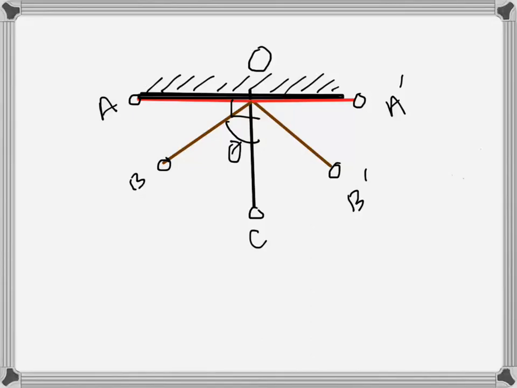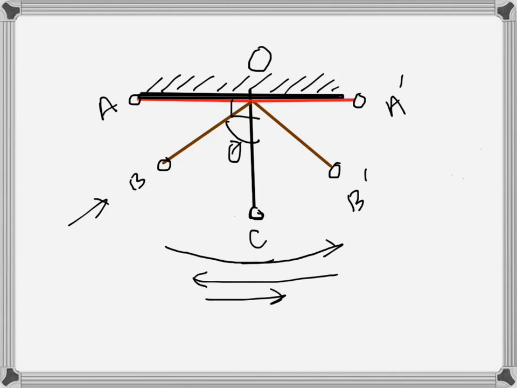A small object is hung from a bar using a string, and when it's at equilibrium it will be at position C. But if it is taken to position, let's say position B, and then released, it will be like a simple pendulum. It will go in this direction and then come back, and slowly it will cease to move and come back to position C.